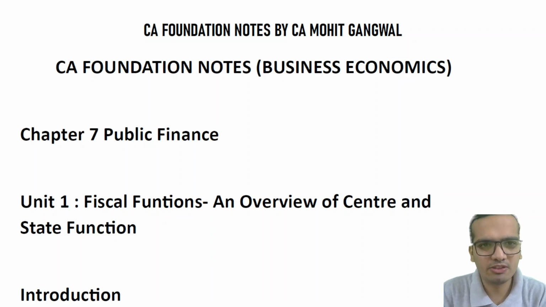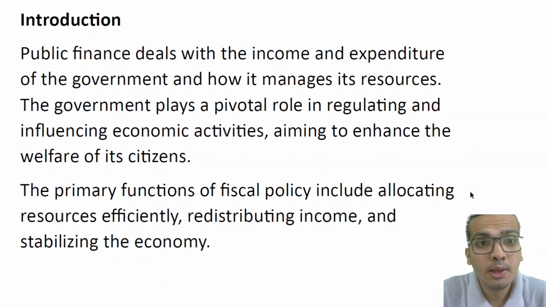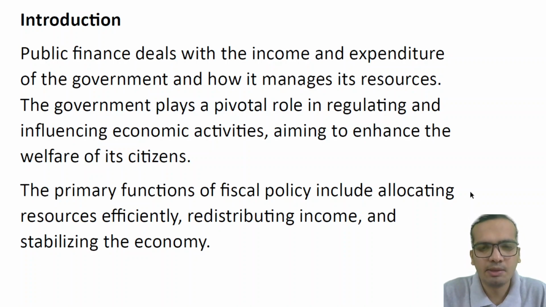Today we are discussing chapter 7 Public Finance, in which we will be covering unit 1 Fiscal Functions, an overview of center and state functions. So here is an introduction for this. Public finance deals with the income and expenditure of the government and how it manages its resources. The government plays a pivotal role in regulating and influencing economic activities, aiming to enhance the welfare of its citizens. The primary functions of fiscal policy include allocating resources efficiently, redistributing income, and stabilizing the economy.